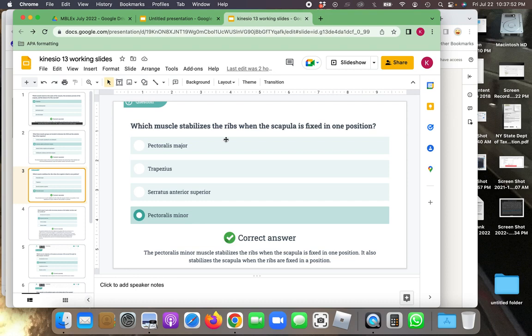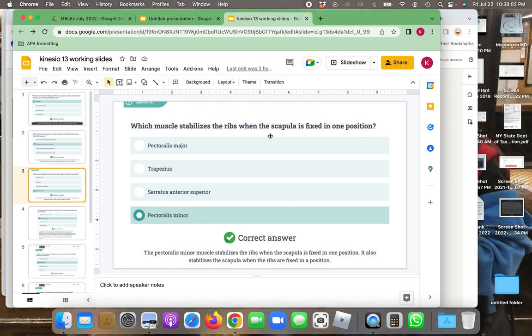Okay, which muscle stabilizes the ribs when the scapula is fixed in one position? So when the scapula is like pinned down, when it's not moving, the muscles are tight so that the scapula is not moving. Which muscle stabilizes the ribs? Well, the choices are Pectoralis Major, Trapezius, Serratus Anterior Superior, and Pectoralis Minor. I immediately chose Serratus Anterior Superior because it's the one that I knew has a lot of attachments to the ribs. Turns out that's incorrect.